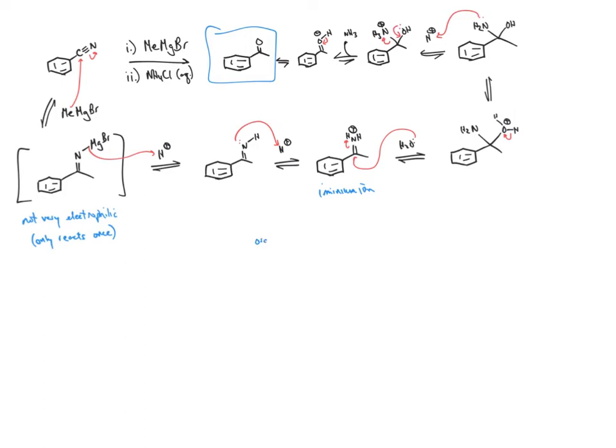And just be mindful here that organolithium reagents also react the same way. Okay, so you can take Grignard reagents and react them once with nitriles. You can take organolithium reagents and react them once with nitriles, and then upon acidic workup, you will hydrolyze the iminium to the corresponding ketone.